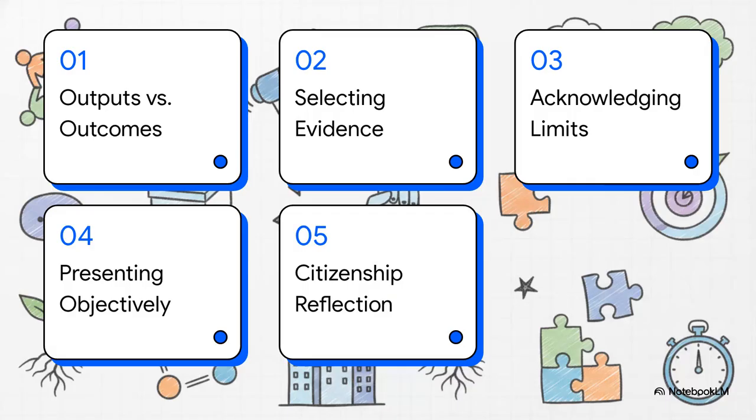Here's our roadmap for the explainer. First, outputs versus outcomes. Then, selecting feasible evidence, acknowledging your limitations, presenting results objectively, and finally, reflecting on citizenship. So let's see how we move from just gathering data to figuring out what it really means for our community.